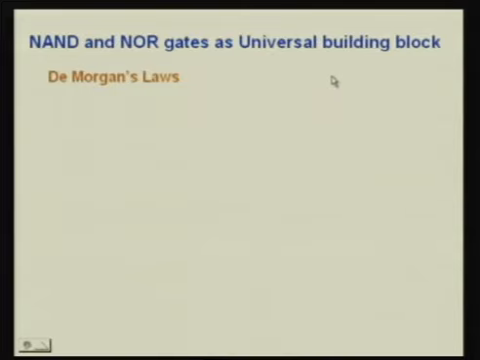So now we will see how we can realize different gates using only NAND gates and using only NOR gates. Before going to NAND and NOR gates as a universal building block, first we should know about De Morgan's law. There are two De Morgan's laws, and they are very important in solving any digital circuit and minimizing the output. We will see various operations later.